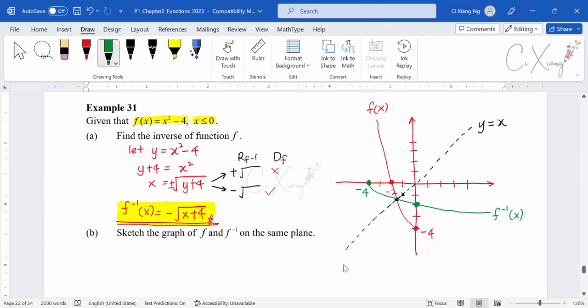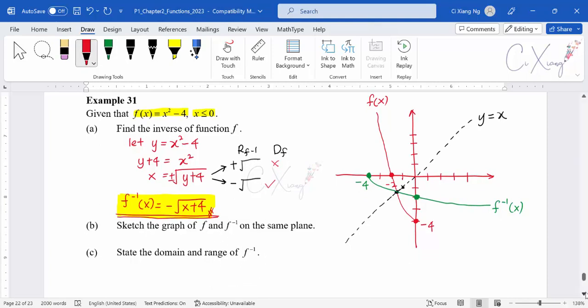All right, then how about the last part here? They want us to state the domain and range of f inverse. Since we know that the domain of f inverse equals the range of f, basically what we can do is look at the red color graph. For the red color graph, the lowest point is -4, and the graph keeps on going up. Therefore, the range will be y greater than or equal to -4.